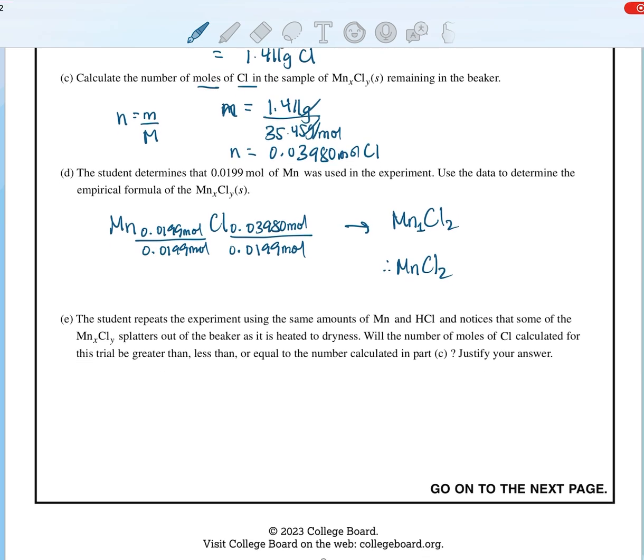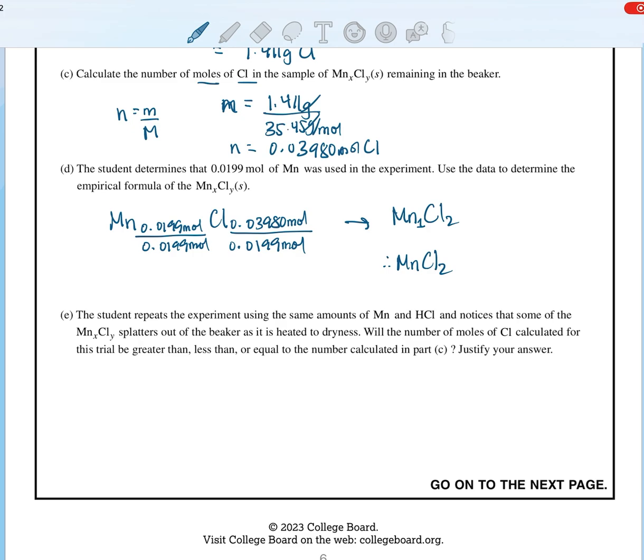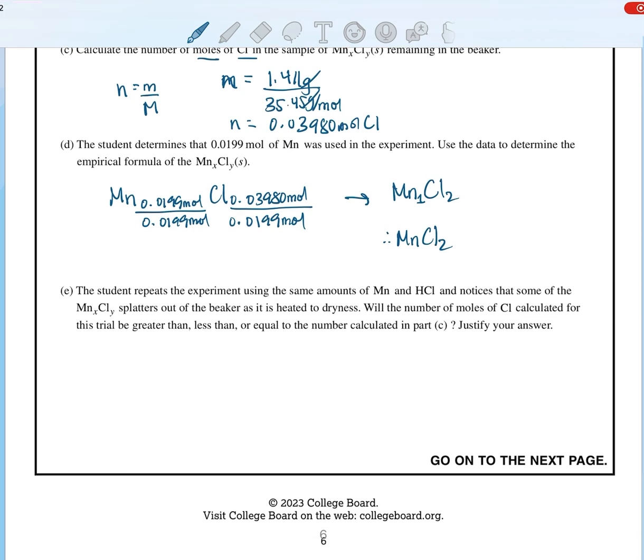Okay, now let's do one more before we move on to the next part of question 1. I'll start a new video part for part 2. The student repeats the experiment using the same amounts of manganese and HCl, and notices that some of the manganese chloride salt splatters out of the beaker as it's heated to dryness.